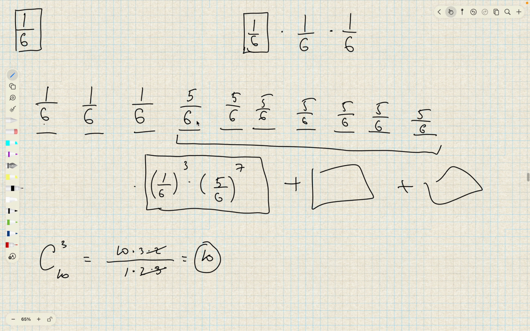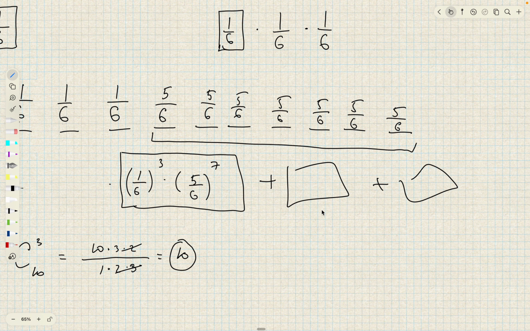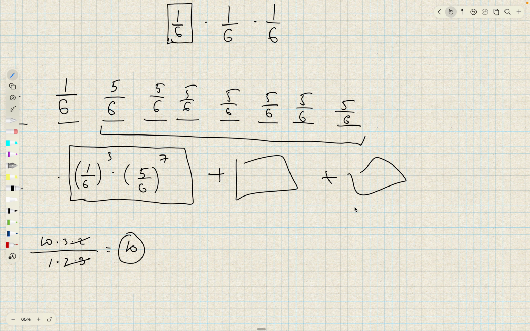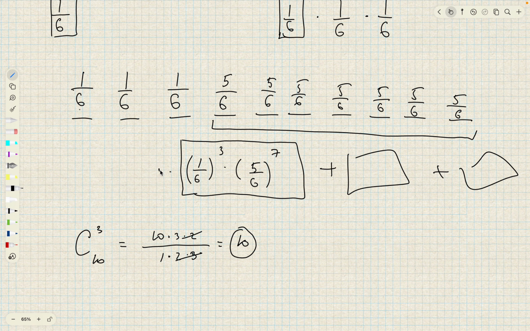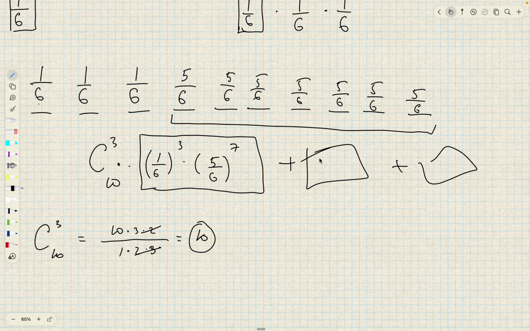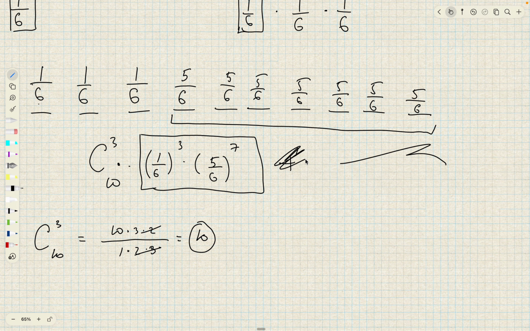So how many times will we add them? We will just add them the number of possible ways that we can get 3 out of 10. So instead of adding it 10 times, we are just multiplying it by the number of ways that we can choose 3 out of 10. And it's just this. At least this part.